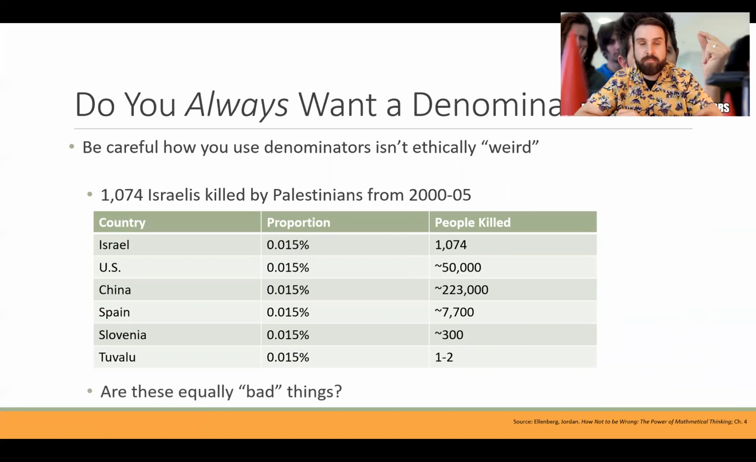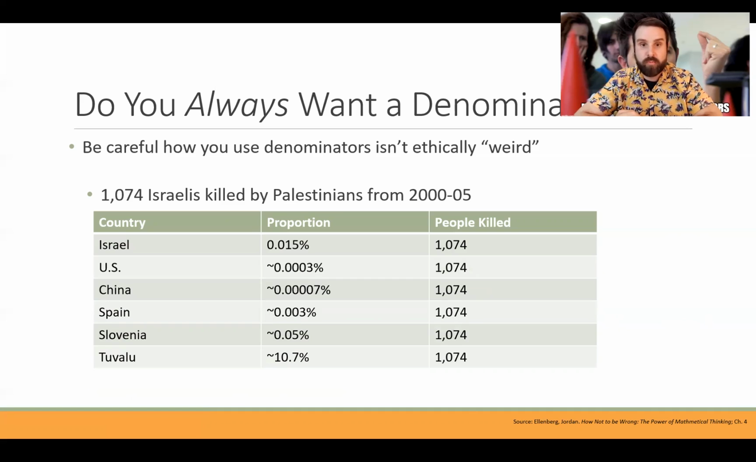Are these equally bad things? Does it make sense to compare these and say one is like the other? It feels a little weird when you start talking about like 1,000 Israelis being worth 50,000 Americans. You don't want to get to the point where you're acting like one human life is worth more than another. I really don't like that idea.